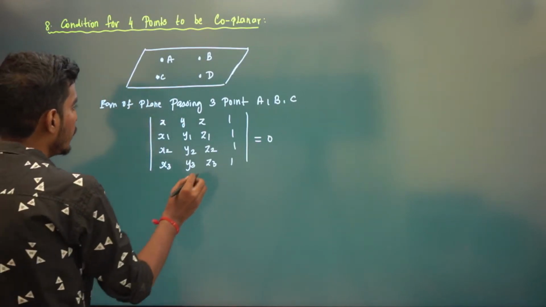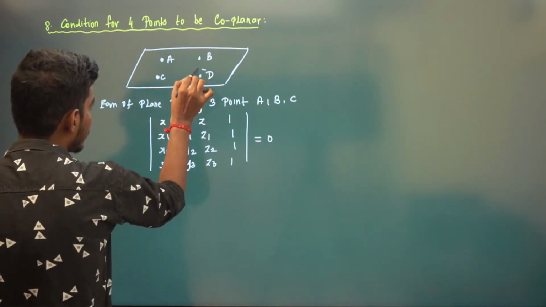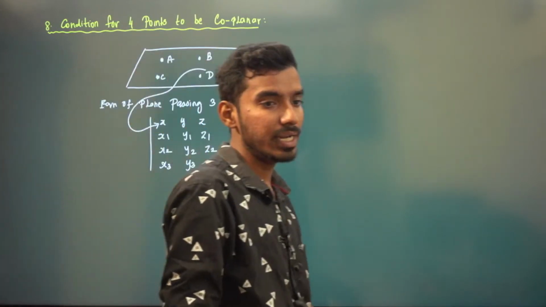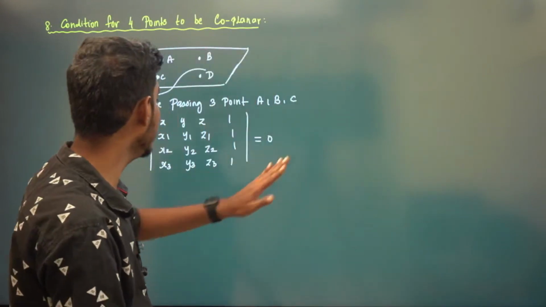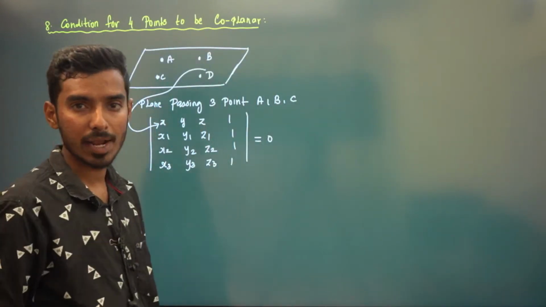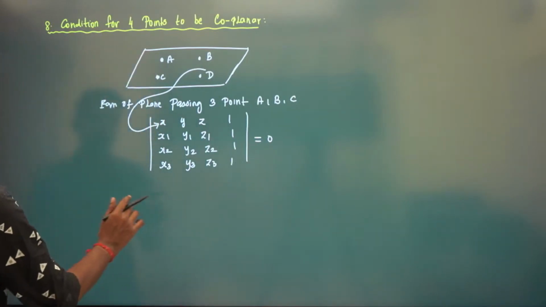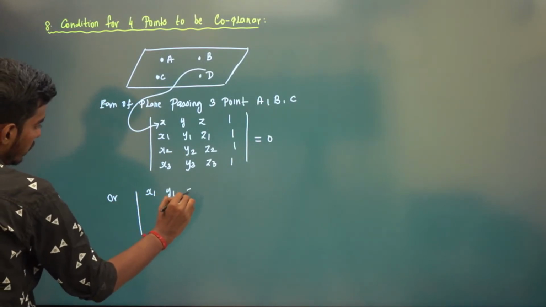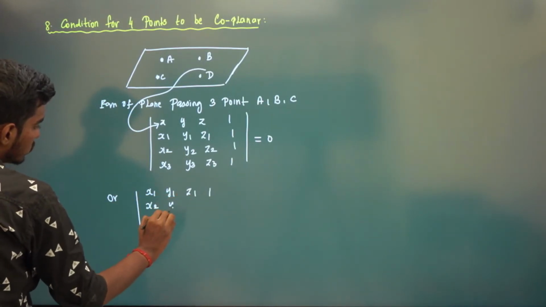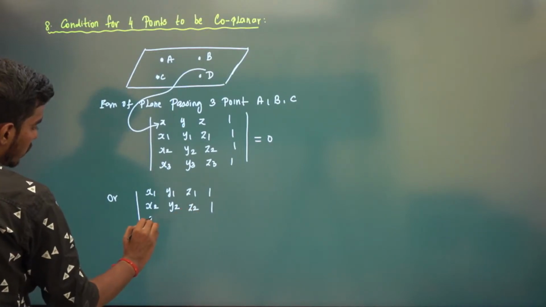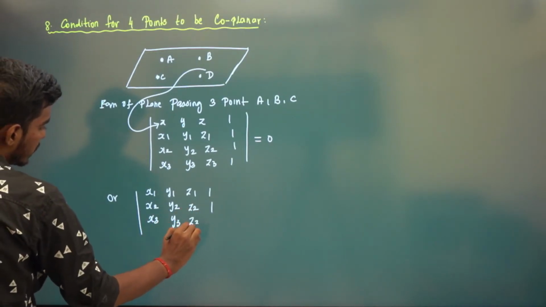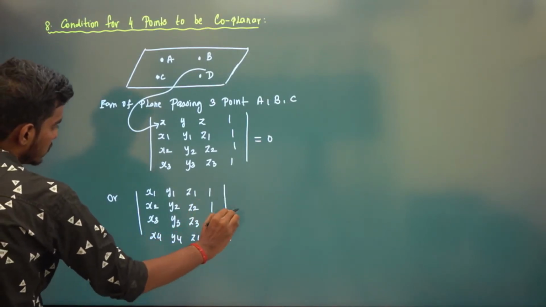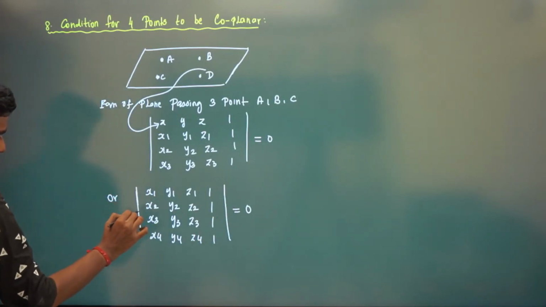Or you can substitute the fourth point directly in the determinant. So instead of x, y, z, you substitute the fourth point. If the determinant is 0, then we say 4 points are coplanar, right? So this is the same as the determinant of x1, y1, z1, 1; x2, y2, z2, 1; x3, y3, z3, 1; x4, y4, z4, 1 is equal to 0. Both are the same only, right?